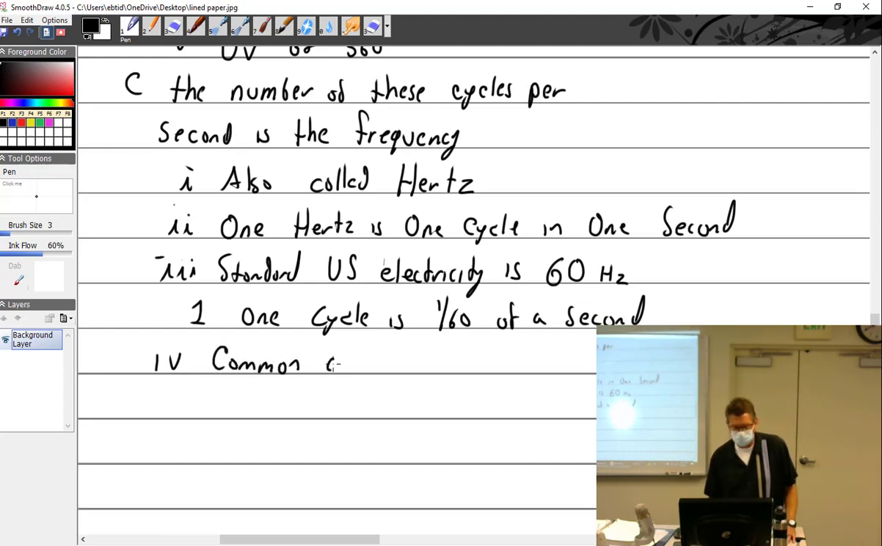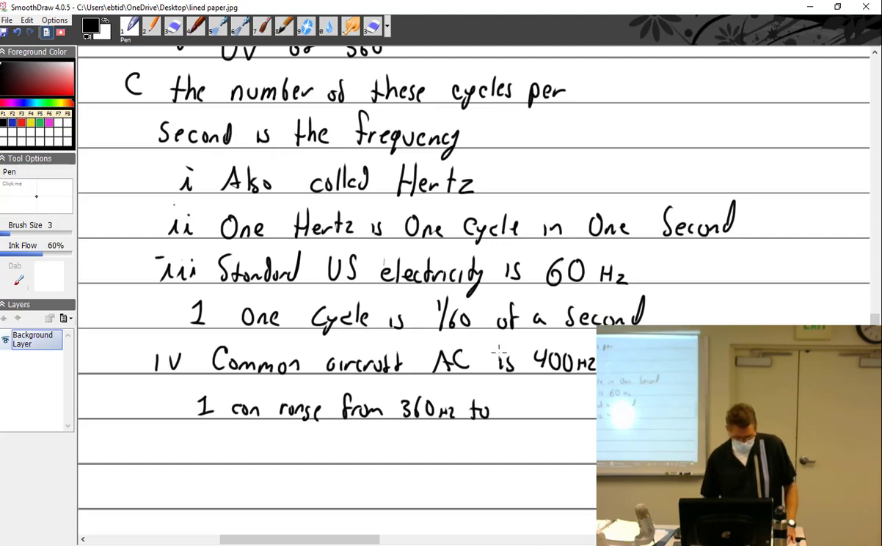Common aircraft AC is 400 Hertz. And it can range from 360 to 800 Hertz.